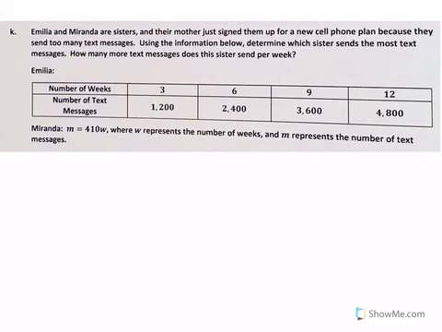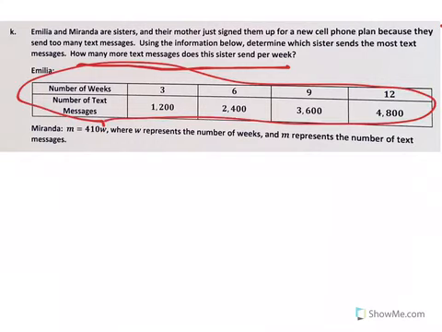Okay, those are the two examples I really wanted to go through. This example is a pretty quick one. I don't know if I'll have time, so I'm going to go through it very fast. You can go back and watch it, and we'll also talk more about it in class. Amelia and Miranda are sisters, and their mother just signed them up for a new cell phone plan because they send too many text messages. Use the information below. Determine which sister sends the most messages, and how many more the sister sends per week.